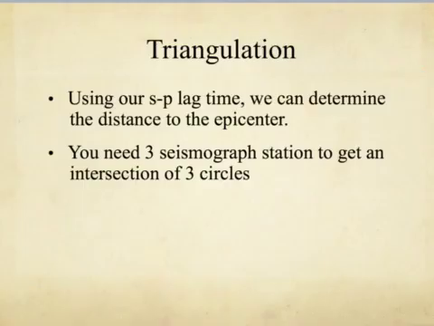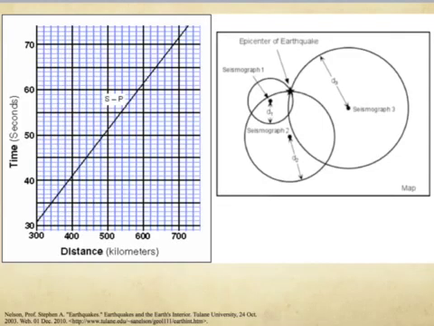Now to continue on with our triangulation, we have to use our SP lag time to determine the distance from the epicenter. You need 3 seismograph stations to do this. This is why it's called triangulate, because tri means 3. Okay, so to triangulate, first you would need to find your SP lag times using the seismograms, like we just did. Once you get your SP lag times, then you have to read your graph.